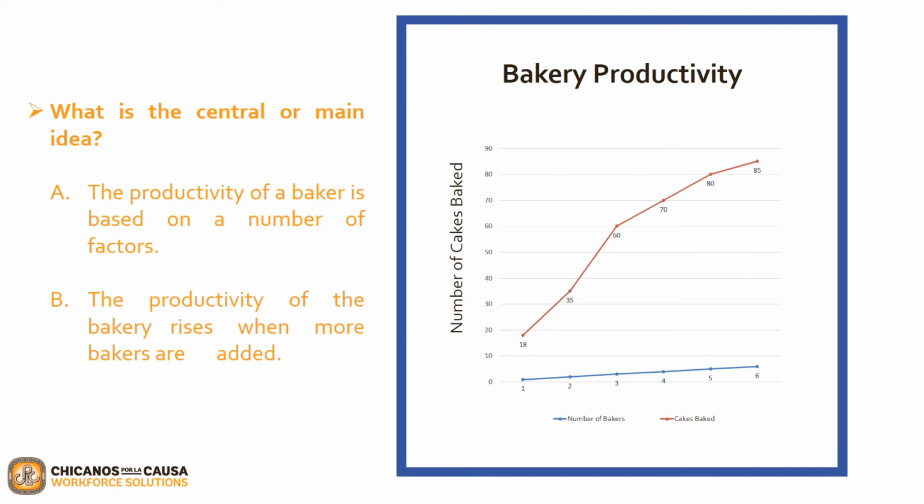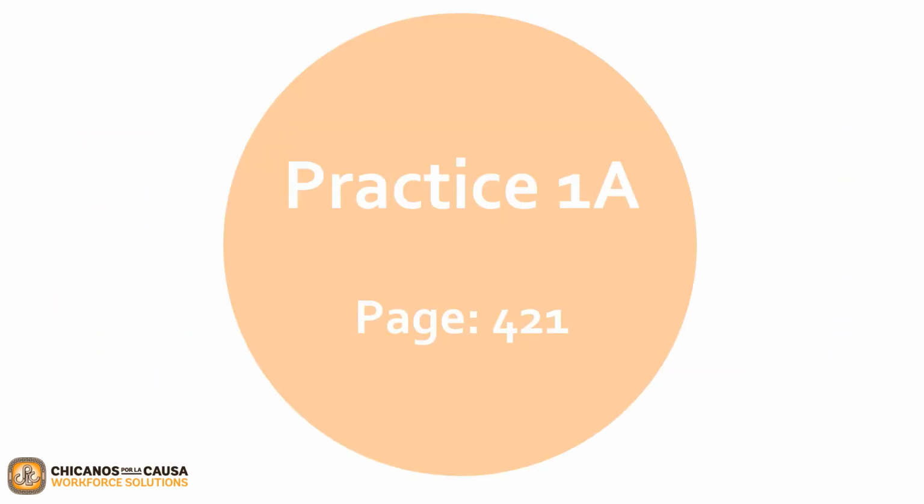A. The productivity of a bakery is based on a number of factors. B. The productivity of the bakery rises when more bakers are added. I think we can safely assume that the correct answer is B. The productivity of the bakery rises when more bakers are added. Now that we have finished our first lesson, let's complete practice 1A. Practice 1A can be found on page 421.